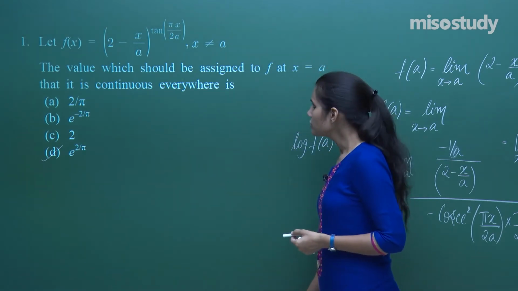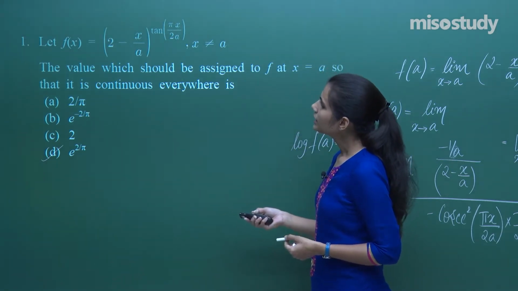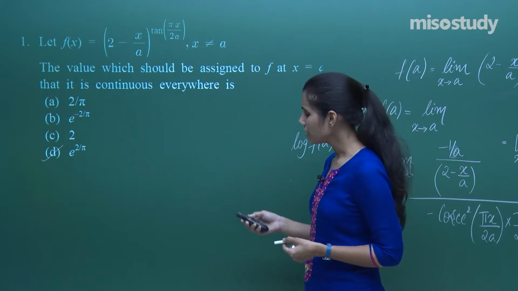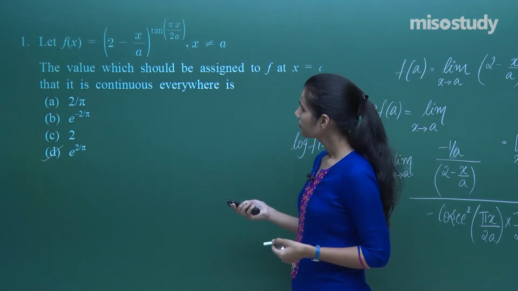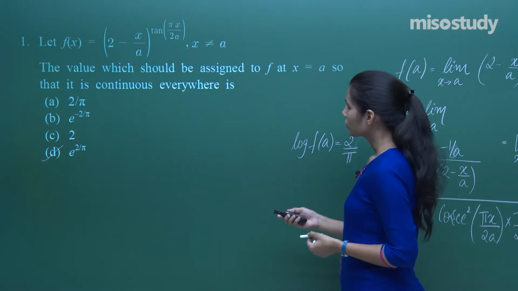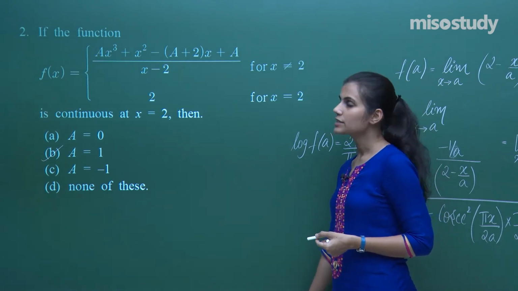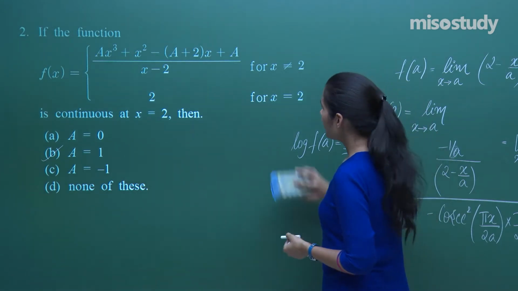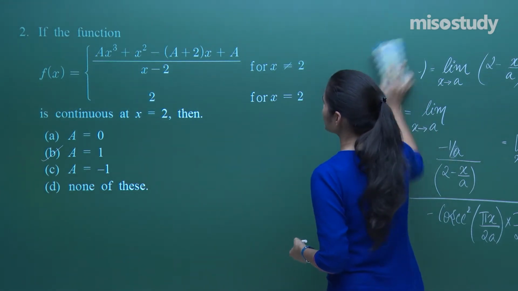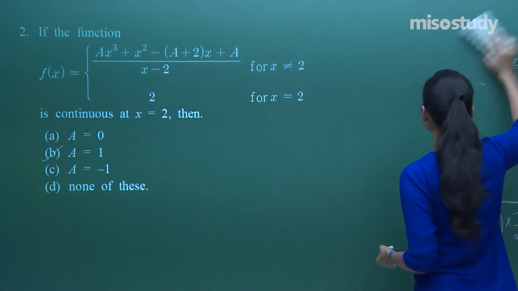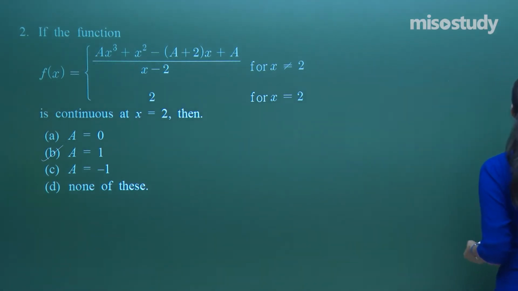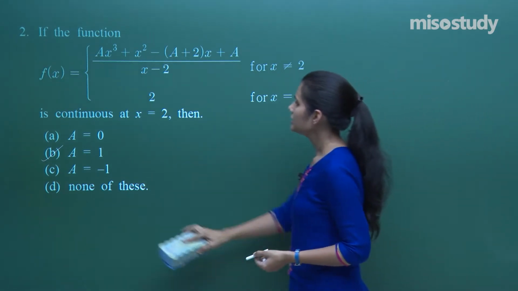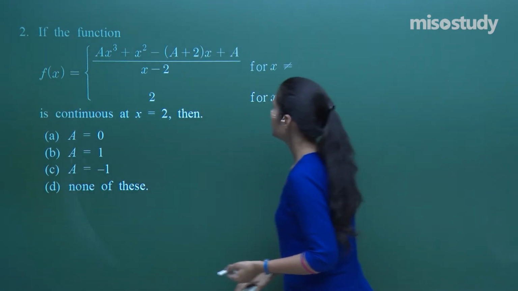Let's look at the next question. In the next question, what is it that we are going to have? Let's see. Okay. So the next question says ax cube plus x square minus a plus 2x plus a whole upon x minus 2. Let's talk about this question now. It is saying this is continuous at x equals 2 then.